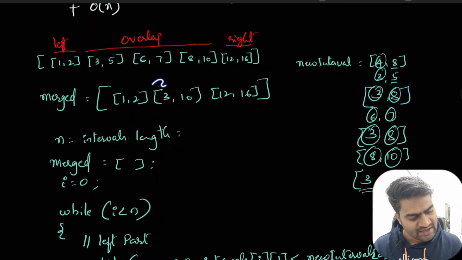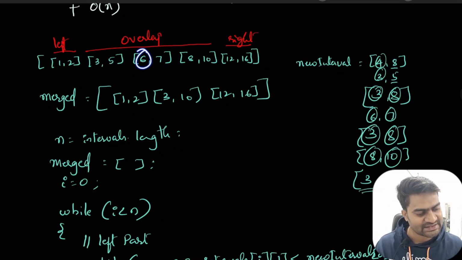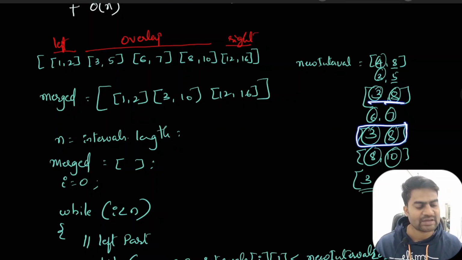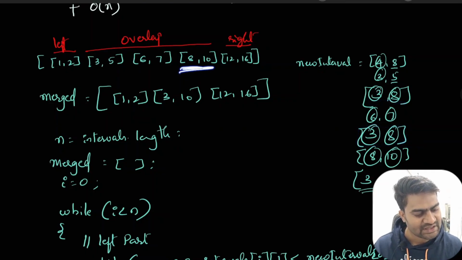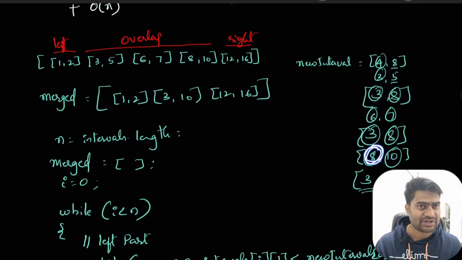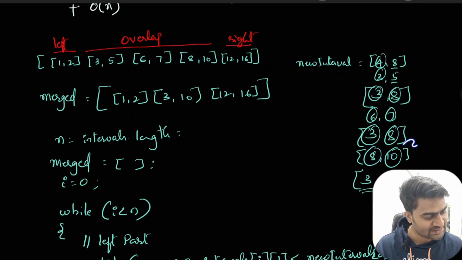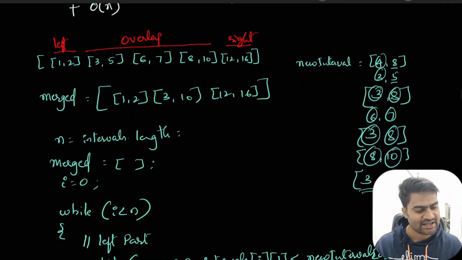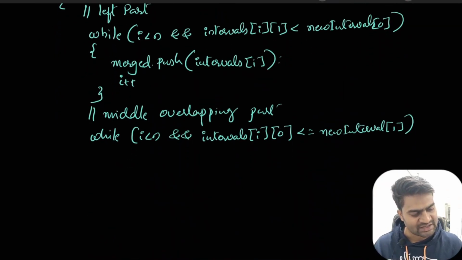Okay, then I will start processing 6 and 7. Now if you see, our 6 is less than 8, so it means again it is overlapping. So we processed and we got 3 and 8 back. Then if you see the third value, which is 8 and 10, this 8 is less than or equal to this particular 8, correct? Then only we consider they are overlapping. So I will use the same condition.